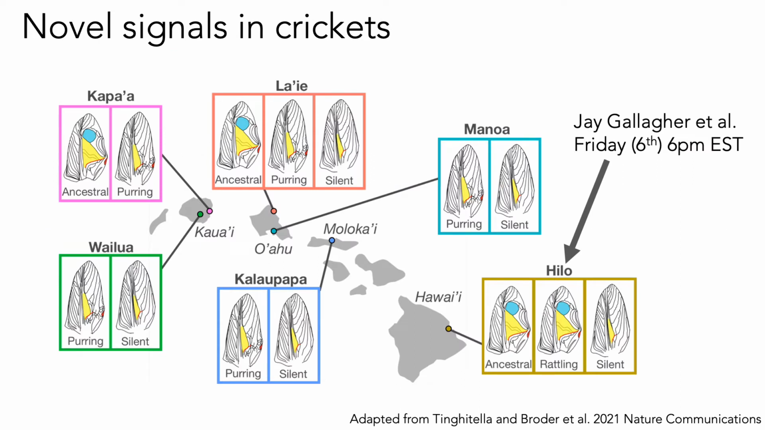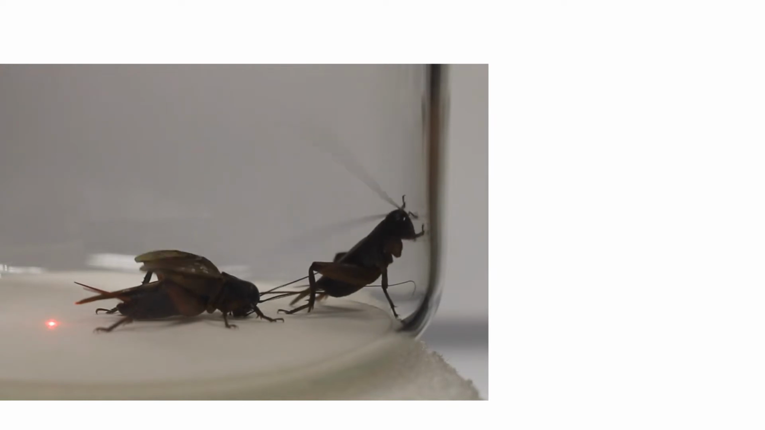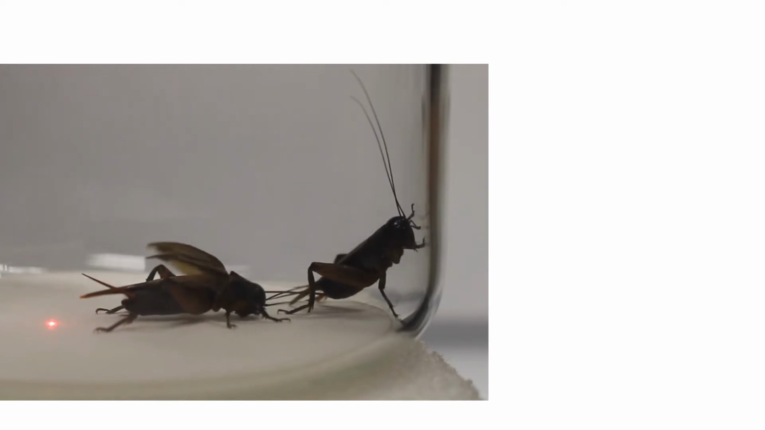The main morphs that we've been studying include ancestral, silent, purring, and rattling. To hear more about rattling, check out Jay's talk on Friday. And you can see from this map that these morphs are distributed across the Hawaiian Islands. I'm showing you the 6 populations we've been studying for the past few years. But these new songs are not the behavior that I'll be talking about today.